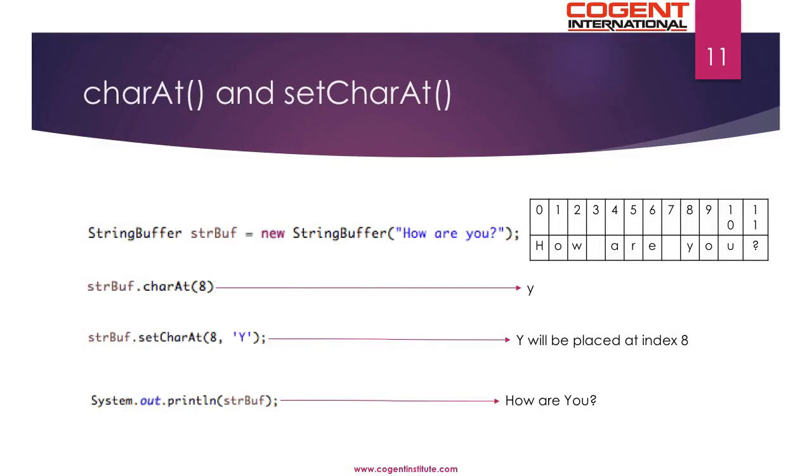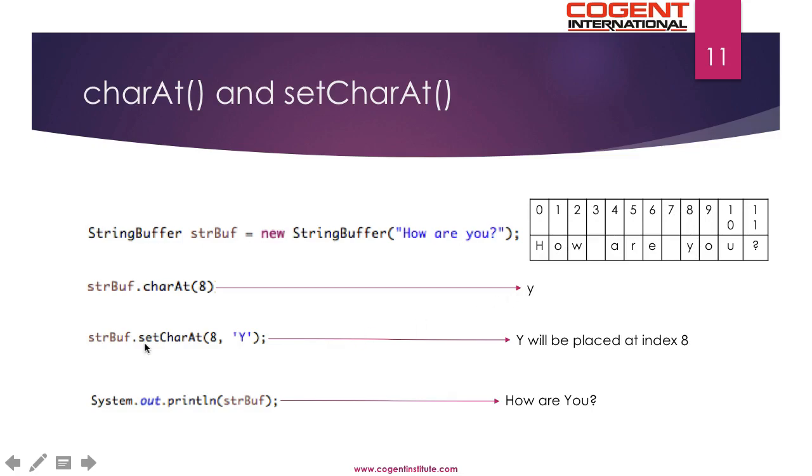Let's look at an example. So we have the StringBuffer object created using the string literal "how are you?", which is assigned to a reference variable strbuff of type StringBuffer. We invoke the charAt method on the reference variable by passing an index value of 8. So here is the representation of "how are you?" with the indices. So the index 8 has the character y, hence the output of charAt of 8 will be y.